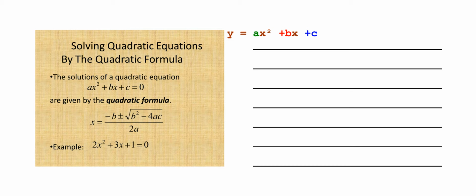Once again, quadratic equations, y equals ax squared plus bx plus c. And I've highlighted the a, b, and c so that we can tell which one's which. Note it includes the signs for a, b, and c, but not the x's. So our quadratic formula, x equals negative b plus or minus the square root of b squared minus 4 times a times c, all of it divided by 2a.